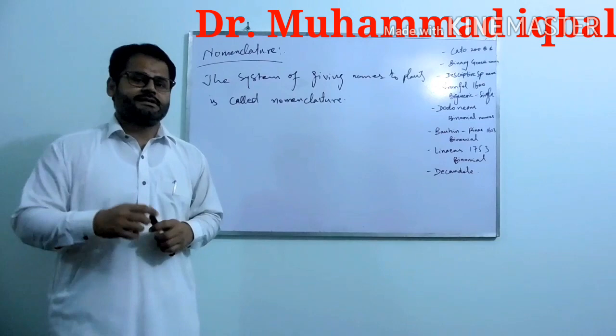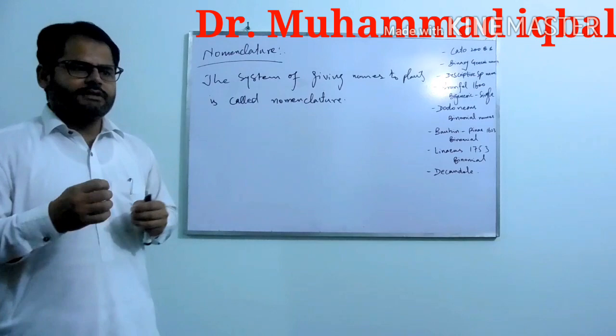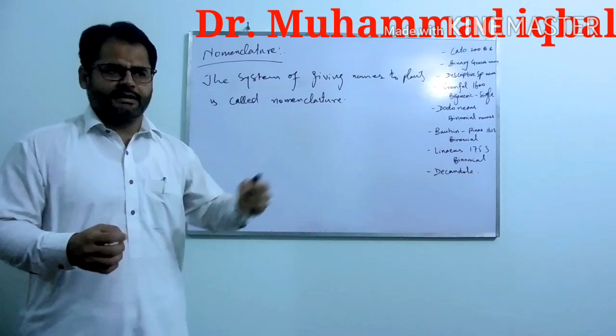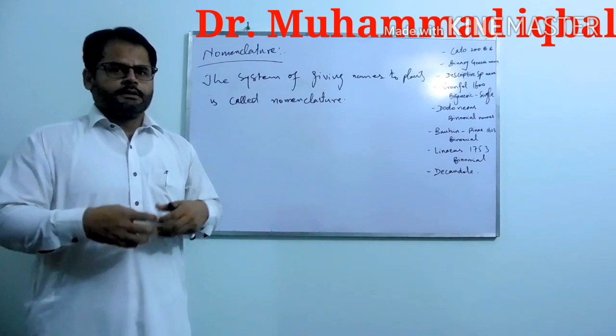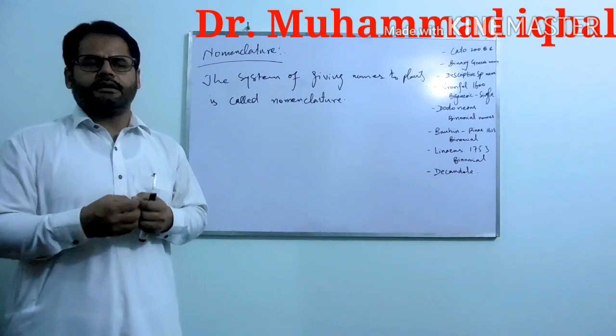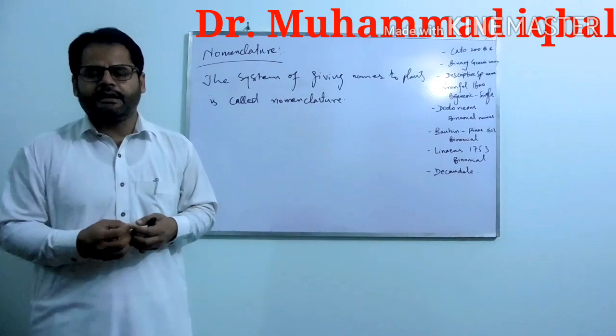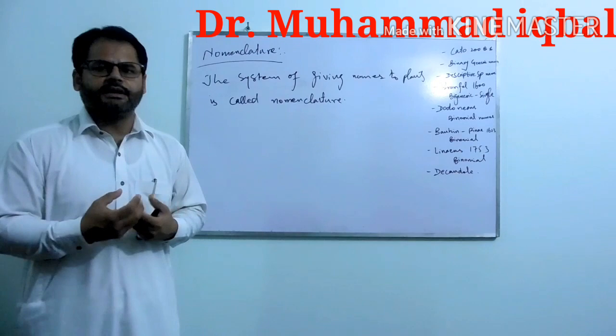Just like the common objects to which we assign a name, and through that name the object or thing is recognized or identified, and through that name we can communicate about that object to each other. So, the names of plants are important because plants are important organisms, and without naming, we cannot identify a plant, we cannot recognize a plant, we cannot communicate about a plant with each other.